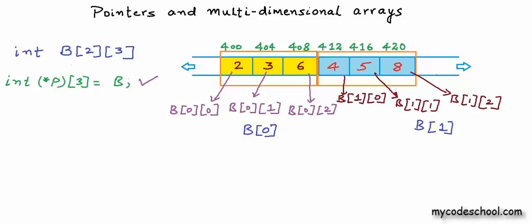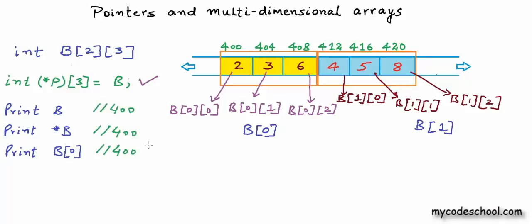Now I will write 3 print statements that I had also written in our previous lesson. I'm not writing the complete syntax for printf. Okay, so once again you need to tell me what will be the output if we would print these 3 expressions. We have P, *B and B[0]. Well, for all these 3, output will be 400.